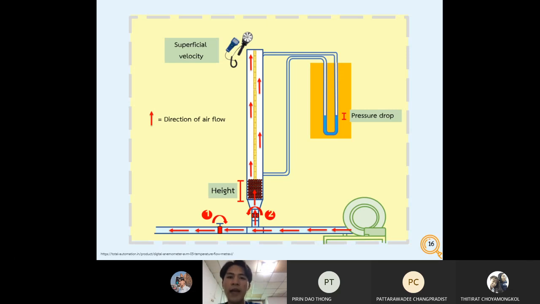The values that you have to record from these experiments are the height of the rubber band, the velocity of the airflow, and the difference of pressure in your manometer, into your result data. And for the next step, you have to write your conclusion and your discussion respectively.